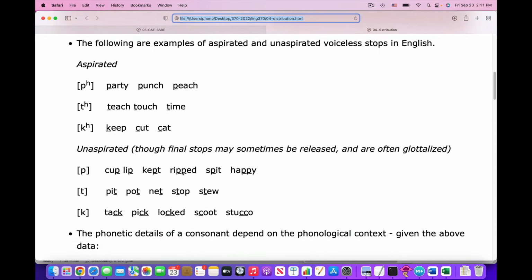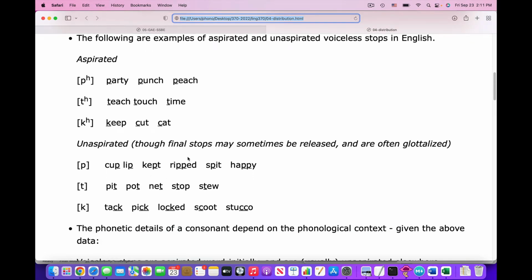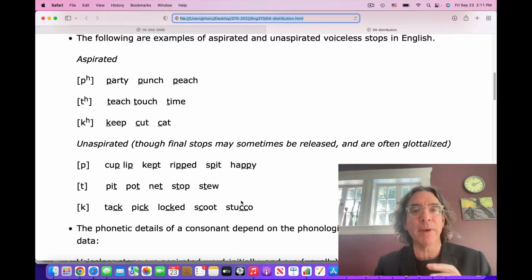The second group are unaspirated voiceless stops. And sometimes you'll get some kind of release in the final consonants, which is something like aspiration. But in general, these are unaspirated stops. So cup, lip, kept, ripped, spit, happy. And if you compare happy to peach, you should be able to notice a big difference in whether there's aspiration on the P sound in the two.